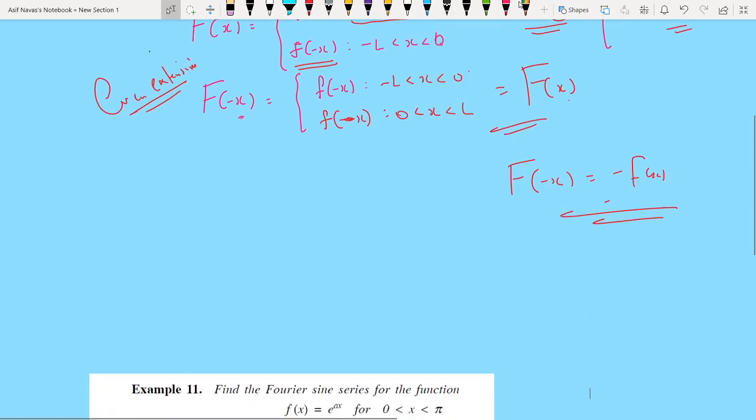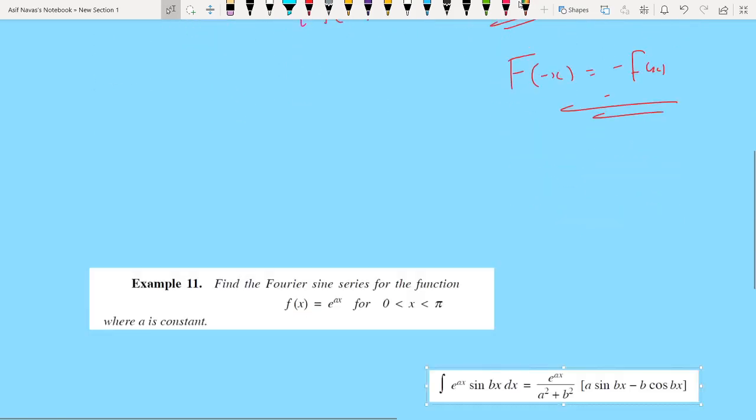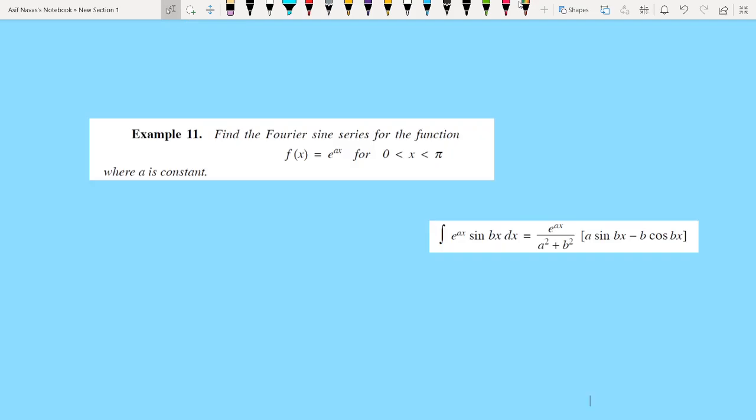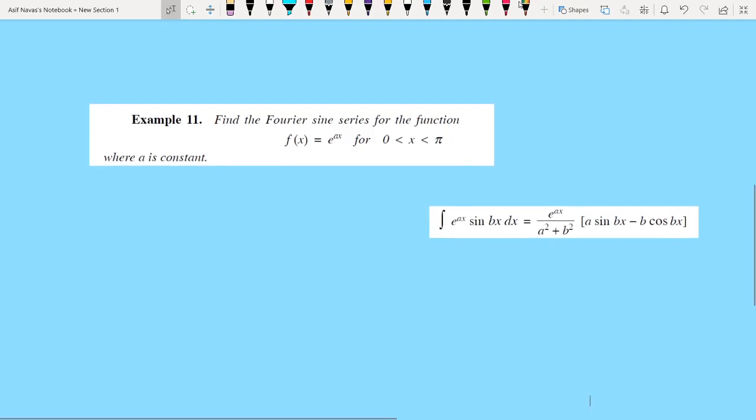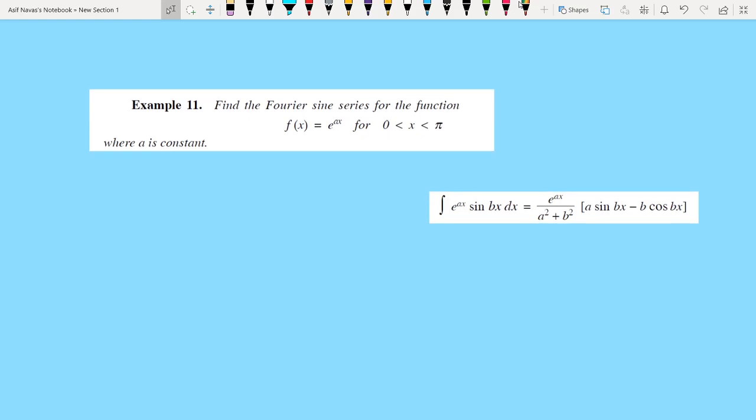Anybody have any doubt? Is it clear? So this is a very important section. There must be a question: find the Fourier sine series.